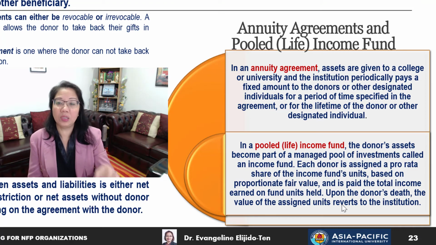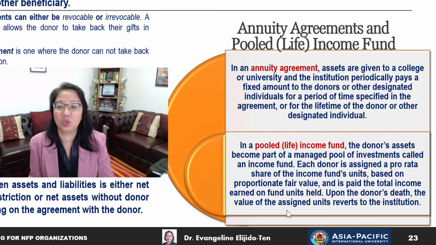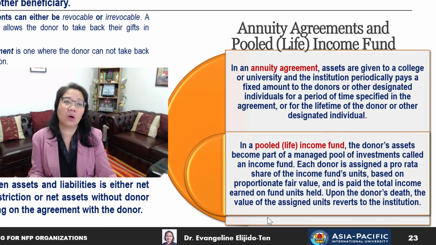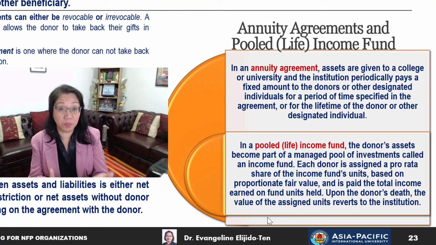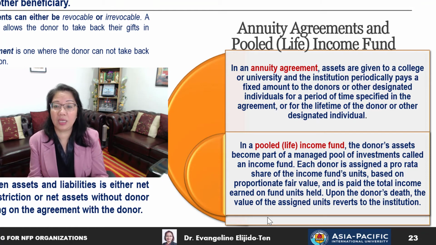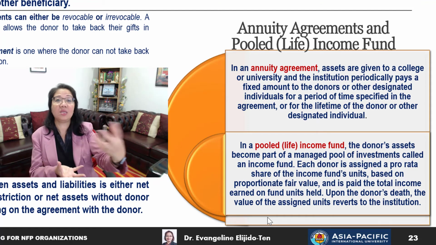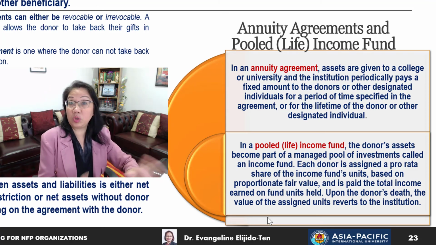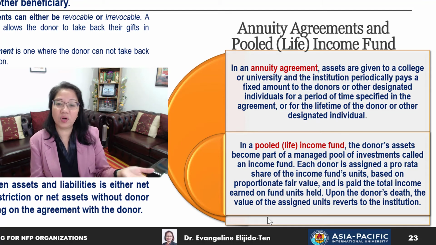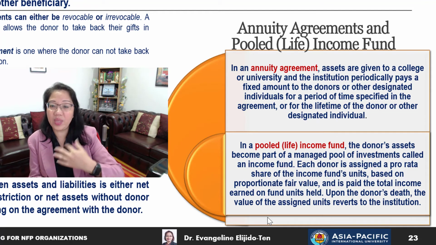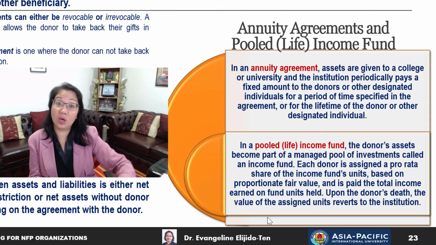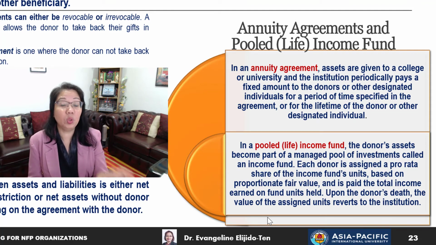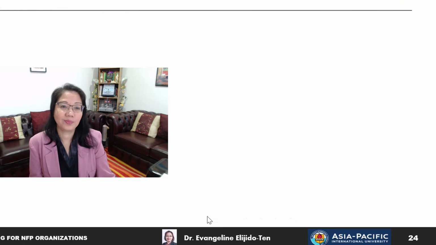It's only upon the donor's death that the value of the assigned units will revert to the institution. So, there are quite a lot of cases where an alumnus of a university or a college will say, all right, whilst I'm still alive, I would like to be getting the income from the securities that I am bequeathing or donating to the college or university. But when I die, then it will all go to the university. And that's what a pooled life income fund would be like.